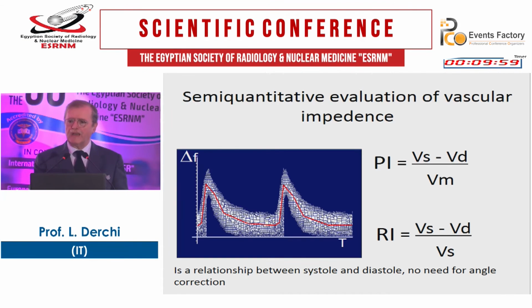How can we measure this relationship? Using the pulsatility index, systolic minus diastolic divided by the mean velocity, or the resistive index, systolic minus diastolic divided by the systolic. And since this is a relationship, there is no need for angle correction.